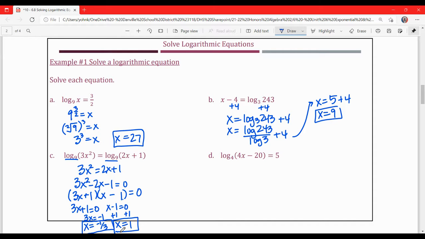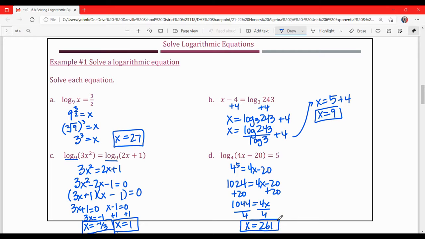If I look at letter D, log base 4 of 4x minus 20 equals 5. Notice I only have a log on one side of the equation, so I'm going to change this to exponential by doing 4 to the 5th equals 4x minus 20. Now 4 to the 5th power is 1024, so 1024 equals 4x minus 20. I can add 20 to both sides. This gives me 1044 equals 4x. Divide by 4 and you get x equals 261.